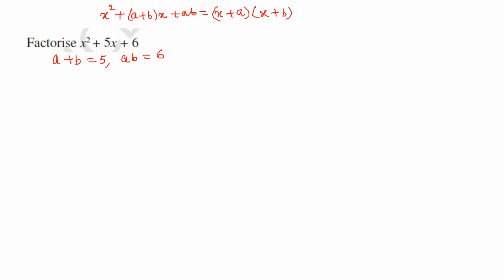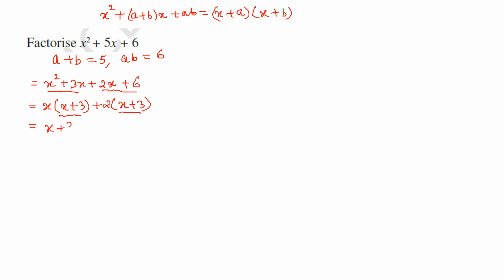So from here I can write this as x square plus 3x plus 2x. See, 3x plus 2x will give me 5x, plus 6. Now from the first two terms I can take x common, so it will become x plus 3. From the last two terms, I can take 2 common, so it will also become x plus 3. Now, in both the terms, I can see x plus 3 is common, so I will take it out. And then in the first term I will be left with x, and in the second term I will be left with 2. So from here, you can see that my answer is (x + 3) into (x + 2).